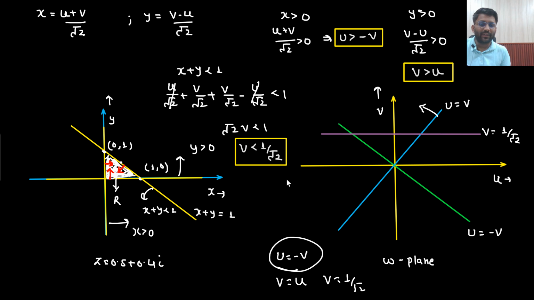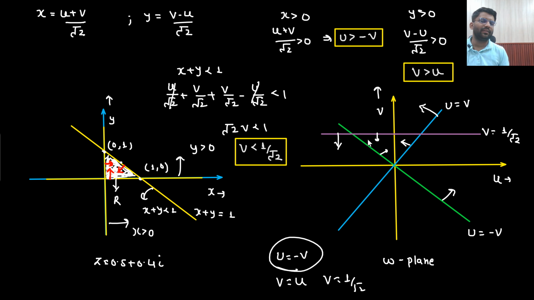Next, v should be less than 1 by under root 2. Here v is 1 by under root 2, here v is 0. That means this region I am interested in, downward. Next, u should be greater than minus v. That means this region I am interested in. So I am interested in this region, and this region.